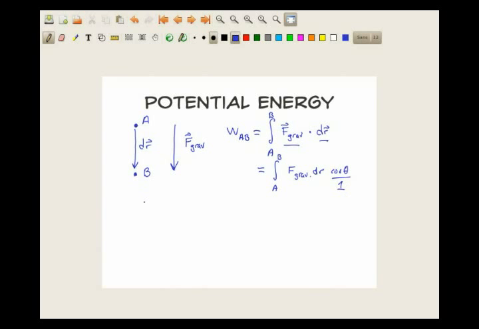Now let's think about potential energy. What is the relationship between the potential energy at point A and the potential energy at point B? How do they relate to one another?